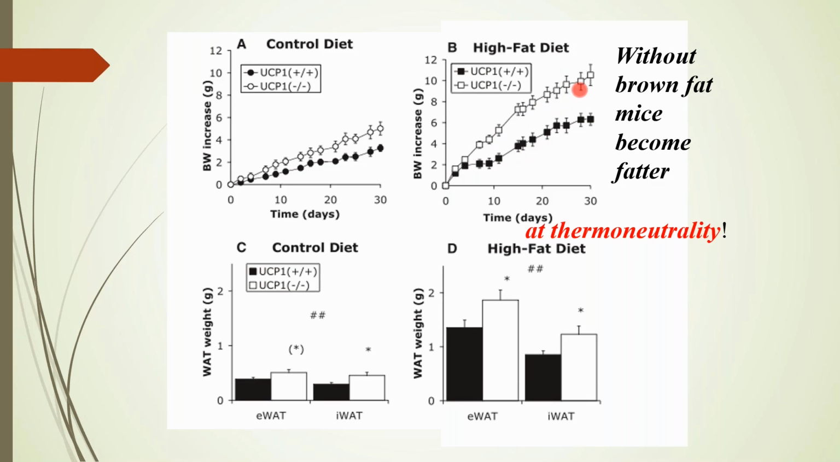Their weight increases even more when they don't have UCP1. And this was all done at thermoneutrality. So they were not at 4 degrees, they were at normal temperature in a vivarium. You can see that brown fat, even under basal normal temperature, is very important to reduce or control your body weight.